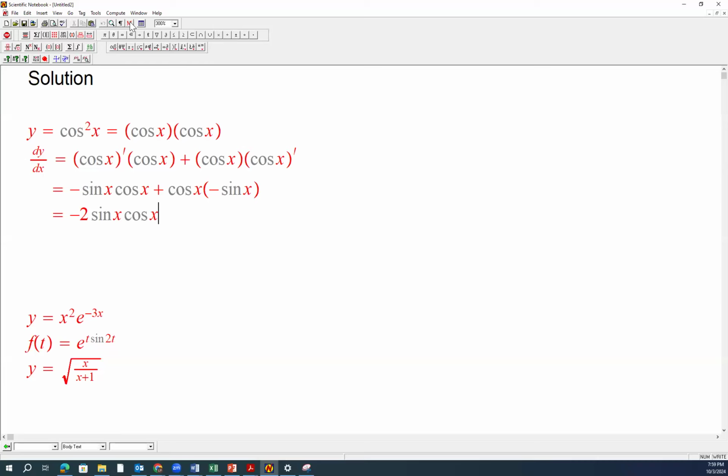And some of you used the double angle formula, which equals 2 times sine x cosine x, that's sine 2x, so that's going to be negative sine of 2x. Okay, so you can do it this way or by chain rule.